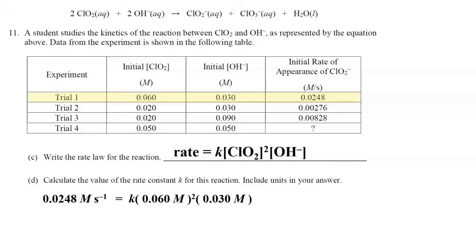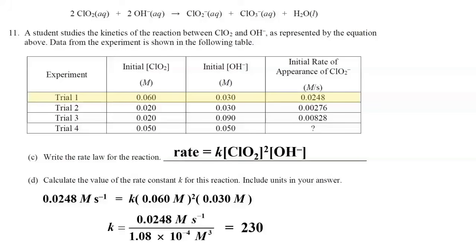So mathematically, when I solve for K, I get 0.0248 divided by 0.06 squared times 0.03. And that works out to be 1.08 times 10 to the negative 4 on the bottom. When I do that math, I get an answer of 230. And I'm just rounding this off to two significant figures.